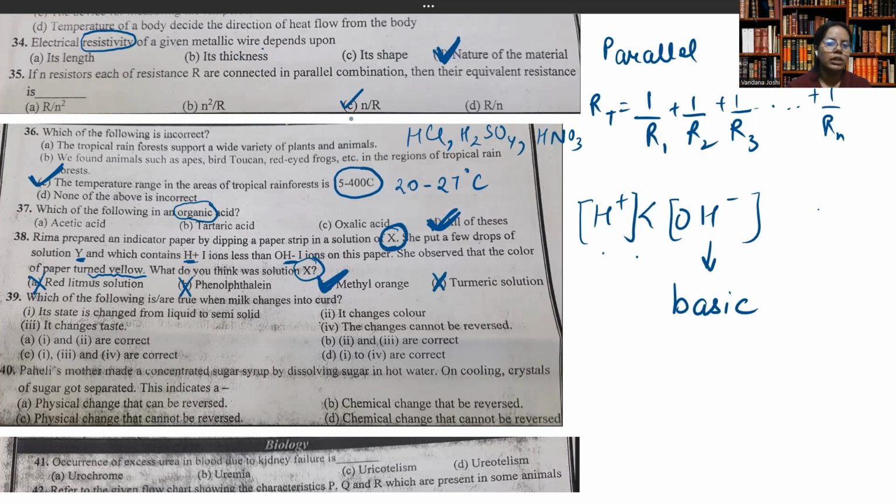Next, which of the following is true when milk changes into curd? Okay, changing of milk into curd. Its state changes from liquid to semi-solid. True. It changes color. Not really. It changes taste. True. The changes cannot be reversed. True. It is a chemical change. We'll say first, third, and fourth are correct. So C is our answer.